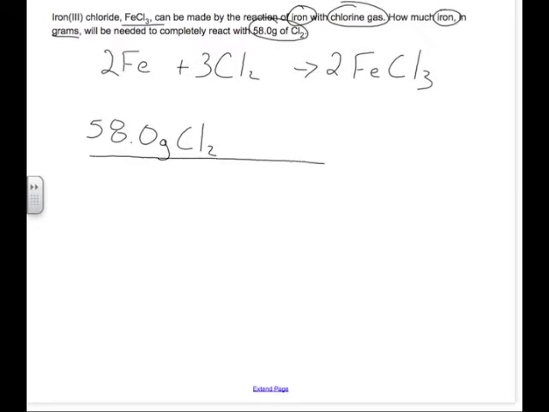Now, I like to do it this way because this helps me to visualize it. I put whatever I want to get rid of down here. And I need to turn this in and do something with this. I can't convert directly from grams of chlorine to grams of iron, but I can convert between moles of chlorine and moles of iron. And I certainly know how to get from grams to moles, so I'm going to go ahead and do that.